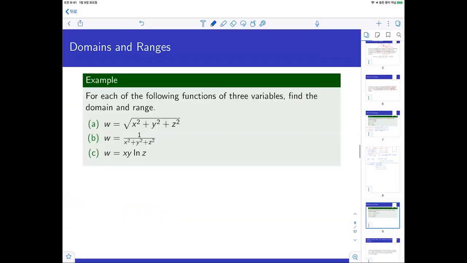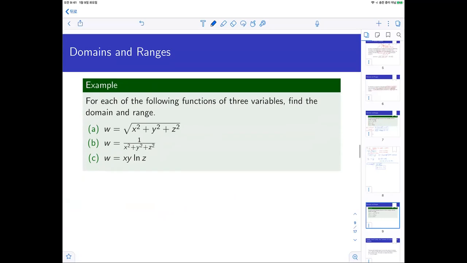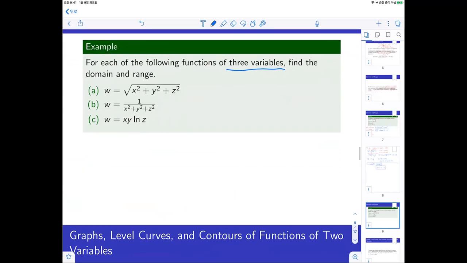Okay, here's the first example. And here are the three variable examples. Let's also consider this example. Here, the a. Since there is a square root, x squared plus y squared plus z squared should be non-negative. However, any real numbers x, y, and z satisfy this condition. So the domain of this function is R3, since x, y, and z can take any value.